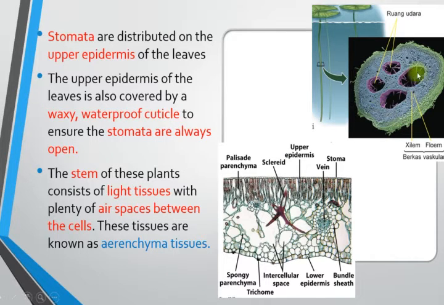Look at this one example, this diagram. This one refers to the parenchyma tissues, because these tissues consist of air space between the cells. So it will provide buoyancy and make the tissue lighter, because it has a lot of air space. This tissue can only be found in the floating plant. So this tissue is called parenchyma tissue.